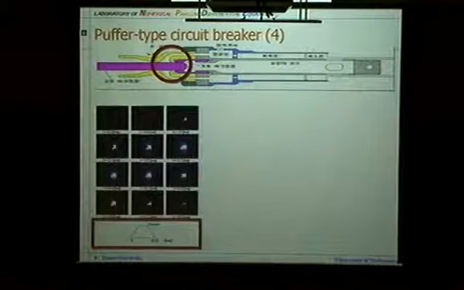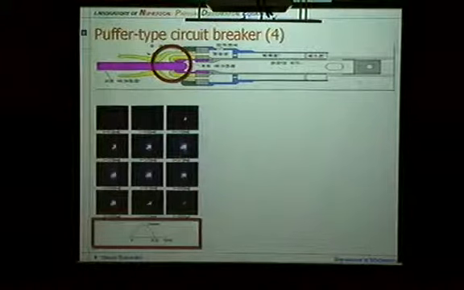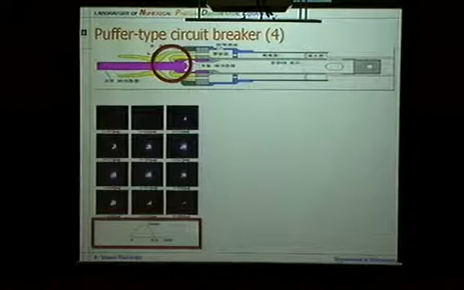So this device is called a puffer type circuit breaker. So the gas is in here, and this piston is moving the gas, and with this movement, this electric rod moves left-hand side very quickly, like 7 meters per second. So the gas is coming here. The gas is called the insulating gas. Okay, so the gas is supposed to disconnect the current here, yeah.